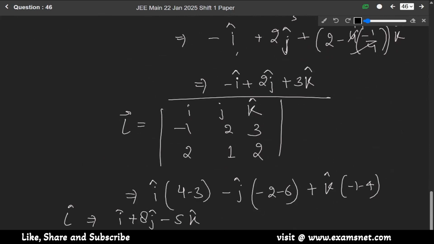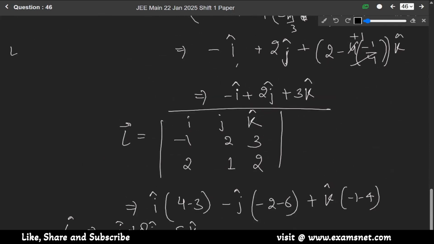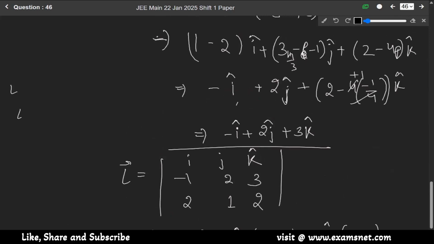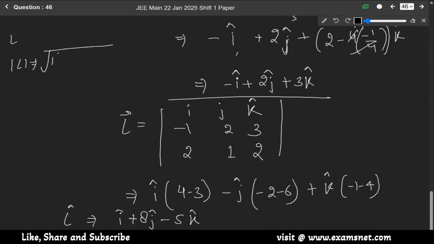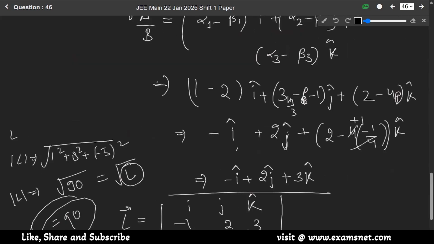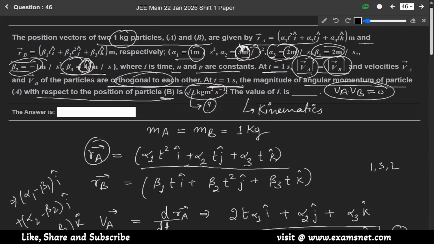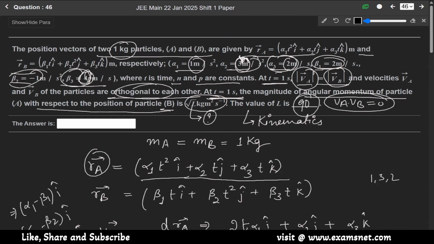So when we find the modulus of this L, the modulus of L will be equal to the square root of 1 squared plus 8 squared plus (minus 5) squared. So it will be equal to the square root of 1 plus 64 plus 25, means under root of 90. So modulus of L will be equal to under root of 90. So it will be equal to the square root of L as given in the question. So here L will be 90. So our answer is L is 90. Okay.